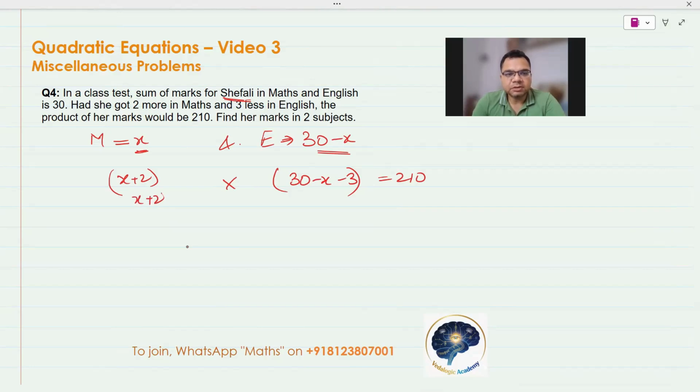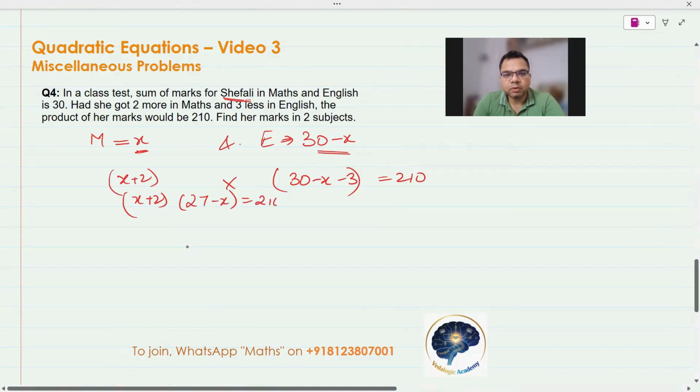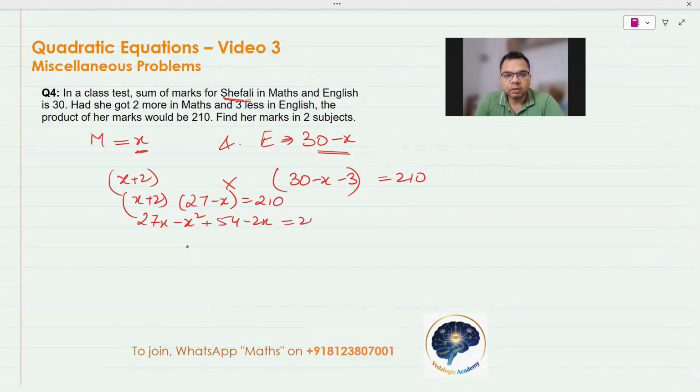So this is (x plus 2) and (30 minus x minus 3), which is (27 minus x), equals 210, right? Let's open the bracket now. 27x minus x square plus 54 minus 2x equals 210. So if you see here, it is minus x square. I'll take the whole thing to the right hand side. So it becomes x square. 27x minus 2x becomes 25x, which is positive, but it will go negative when I take it to the right hand side. Plus 210 minus 54 equals 0. Now I have to subtract this also. 210 minus 54 is 156.